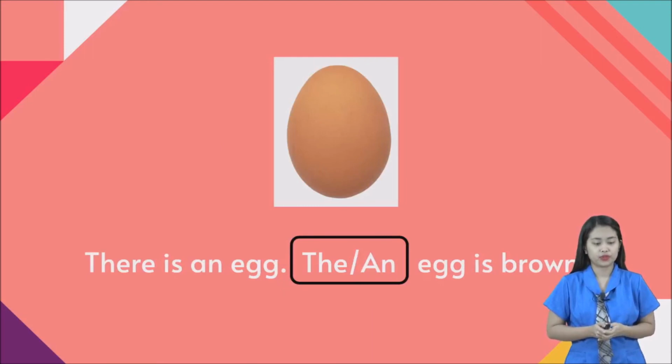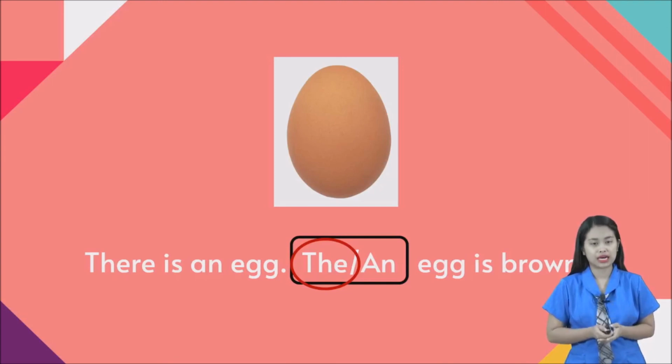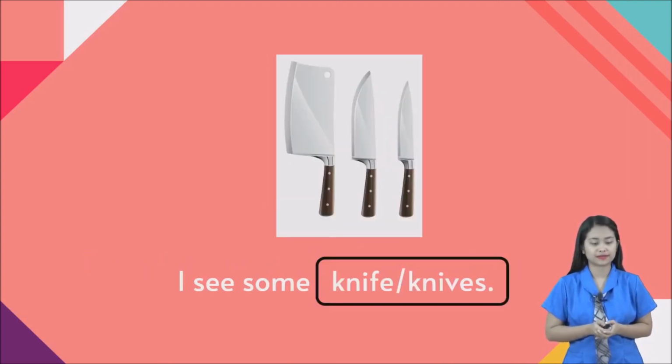Next, we have there is an egg. Blank egg is brown. What are we going to use? Is it the or an? Very good. It's the. Still remember that when we say the, you have to begin the sentence with an article the.